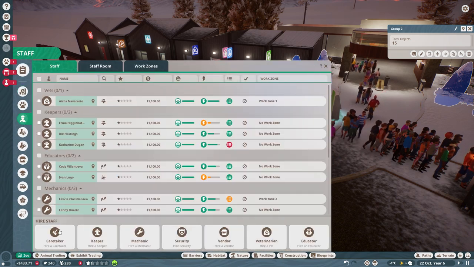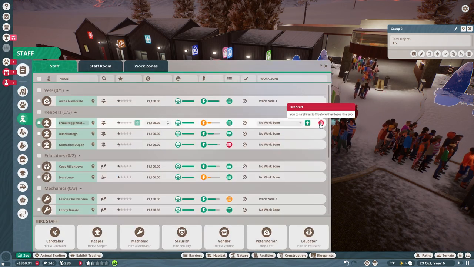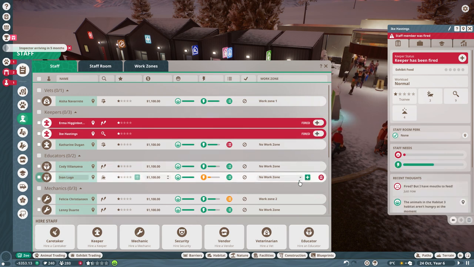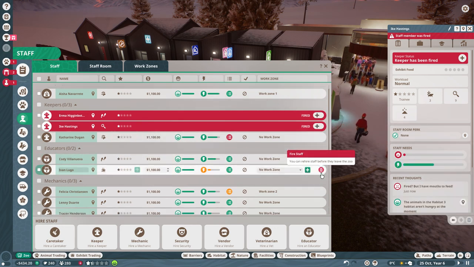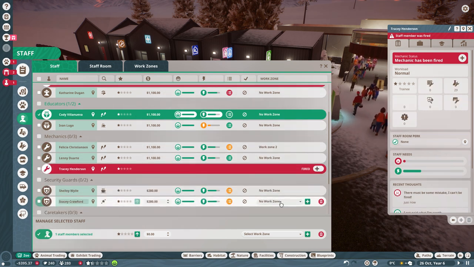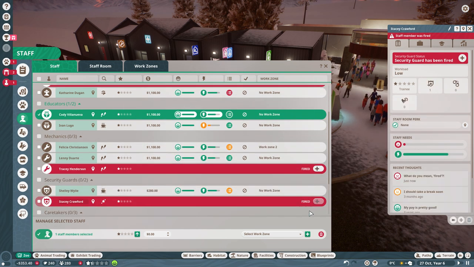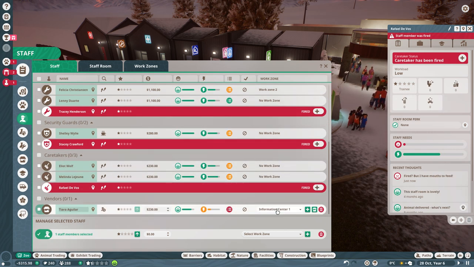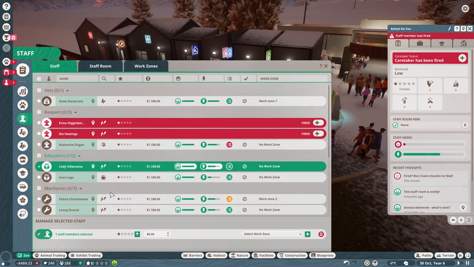Zoo staff. We don't need 3 keepers, do we? We also have 2, actually. We only need 1. Educators, we only need 1, do we? We only need 2, right? 1's all we need, right? Caretakers, that's a lot. Let's do 1, 2. And then 1 vendor, yeah.